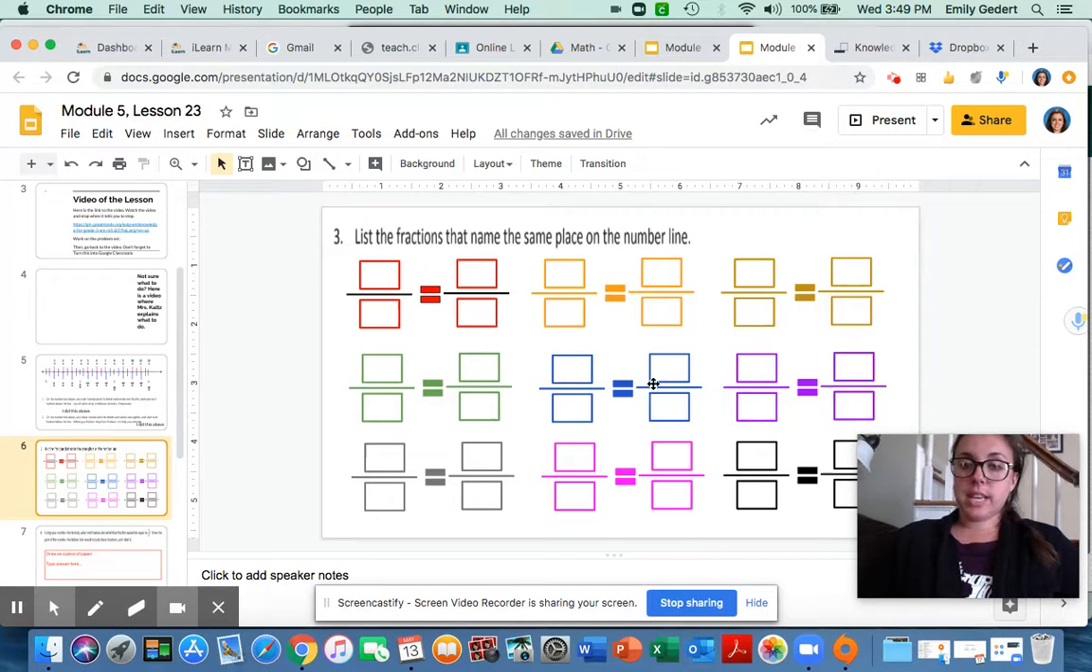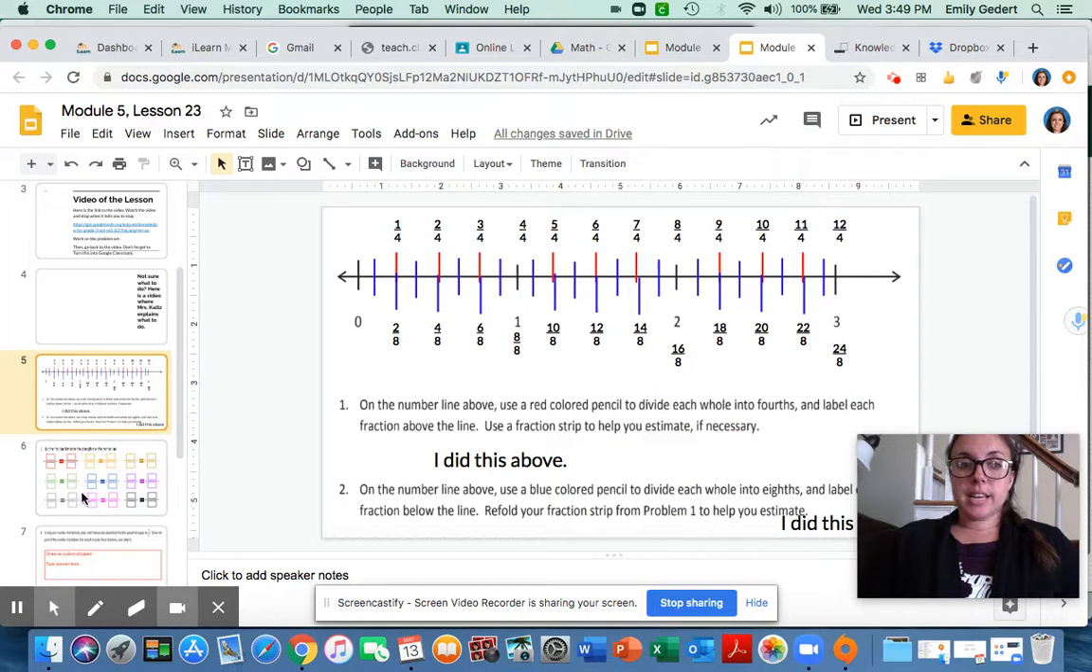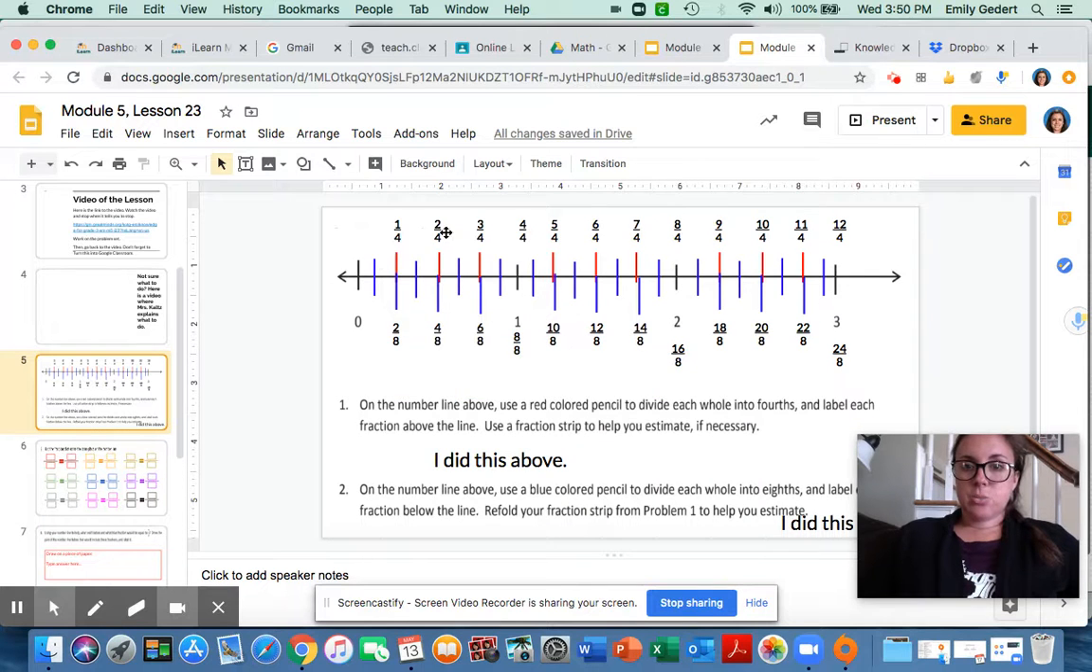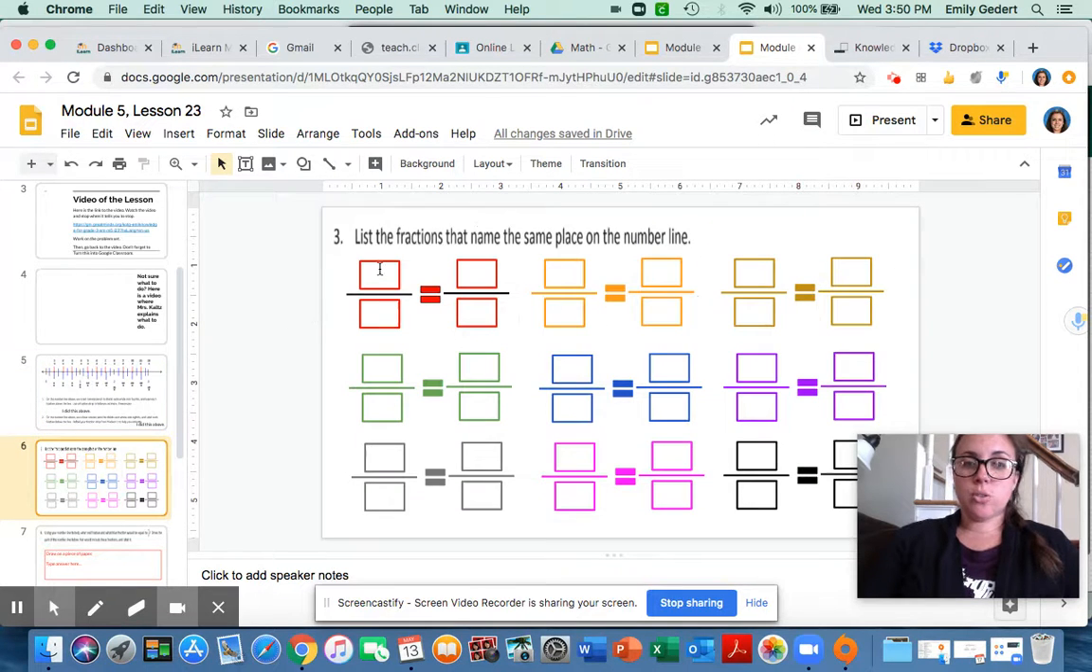So number 3, it looks like a lot, but it's not too bad. You're going to list the fractions that name the same place on the number line. There are a lot more similarities on here than I gave you options. I gave you 9 fractions, but on here there's 1, 2, 3, 4, 5, 6, 7, 8, 9, 10, 11, 12. So you're going to find 2 fractions that are equivalent. You can do any of the ones that you see. Remember, equivalent means they fall on the same line. So 1/8 would be this first one. I didn't list that fraction there, but this would be 1/8, 2/8, 3/8. So 1/4 is equal to 2/8.